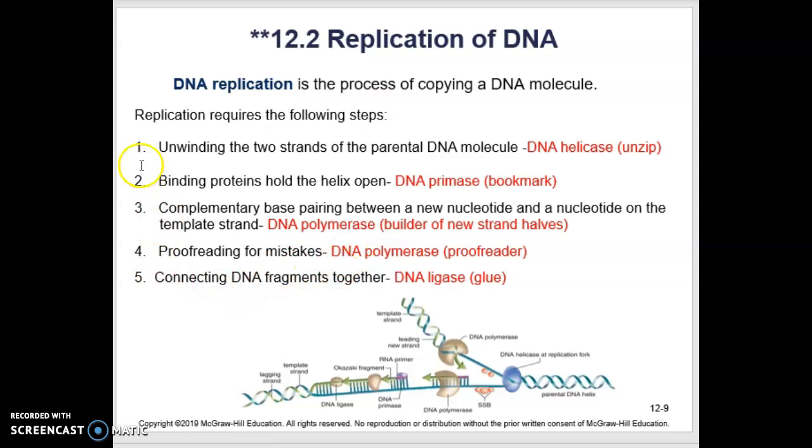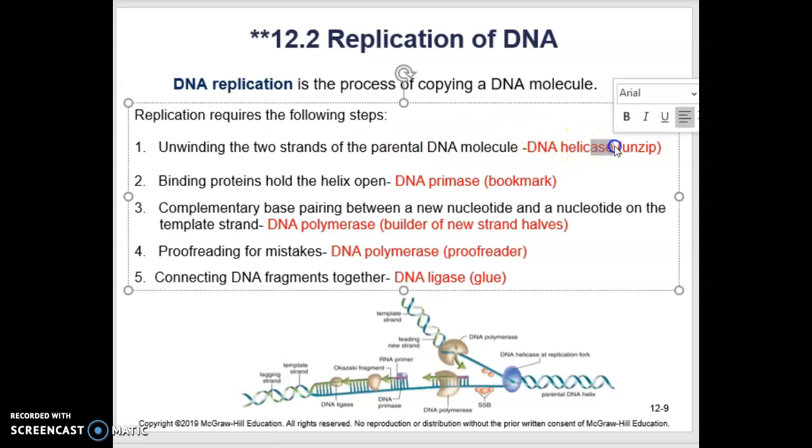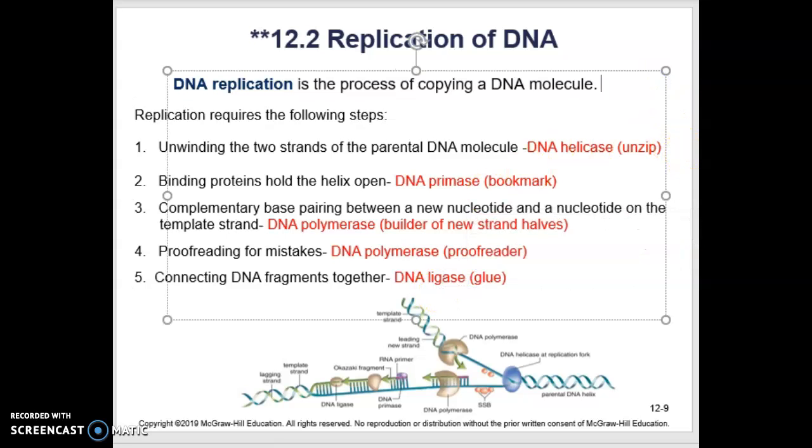So each one of these 5 steps of replication requires an enzyme. We've talked about enzymes before. Enzymes do all the work. And enzyme names usually end in -ase. So each one of these, DNA helicase, DNA primase, DNA polymerase, and DNA ligase, all end in -ase. Every time you see that, you know that it is an enzyme that we're talking about. You do need to know all these enzymes and what they do.